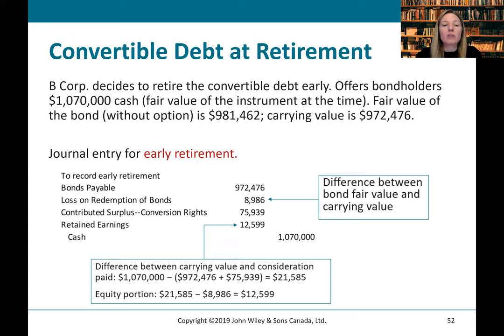So for the journal entry for early retirement, we need to clear out the bonds payable. We need to clear out contributed surplus. And we need to record that cash payment. So then we are going to have the difference between the bond fair value and the carrying value of the bonds. It's going to be a loss on the redemption of the bonds. And the remaining difference of the equity portion is going to be recorded through retained earnings.